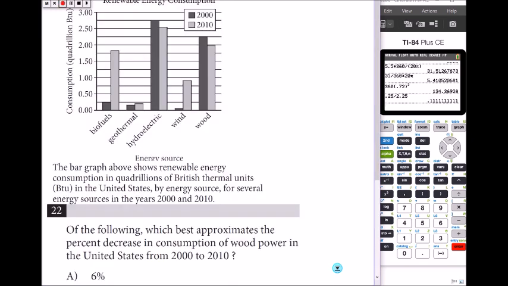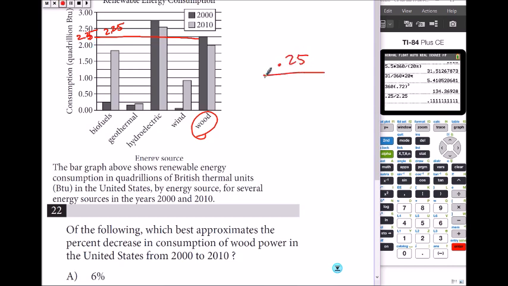22. Of the following, which best approximates the percent decrease in the consumption of wood power in the United States from 2000 to 2010? So here's the wood. So it was at 2.25, and decreased to 2.00. So it decreased by 0.25.